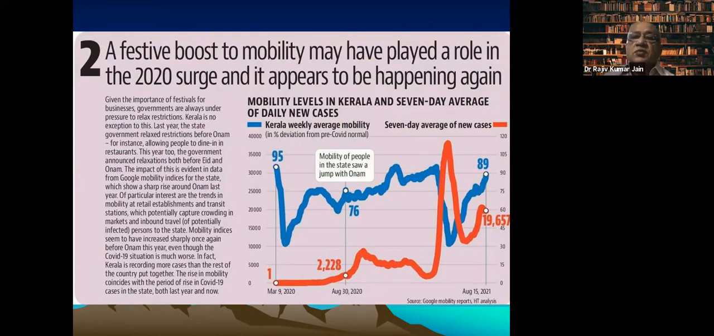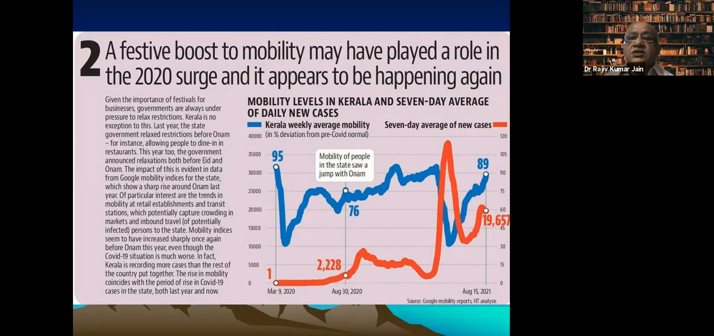Last year, the state government relaxed restrictions before Onam, for instance, allowing people to dine in restaurants. This year too, the government announced relaxations both before Eid and Onam. The impact of this is evident in data from Google mobility indices for the state, which show a sharp rise around Onam last year. Of particular interest are the trends in mobility at retail establishments and transit stations, which potentially capture crowding in markets and inbound travel of potentially infected persons to the state.